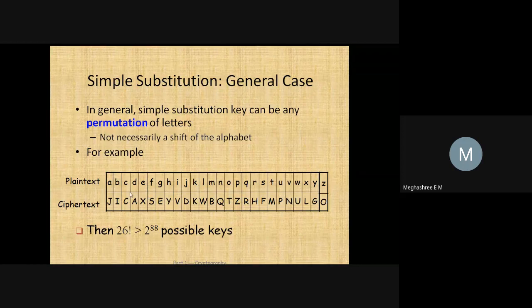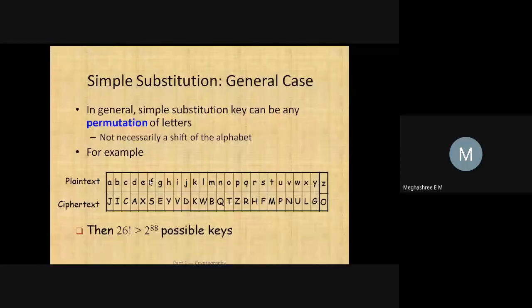But here, consider this example, where it's very difficult to find out by trying the possible keys. That means factorial of 26. Trying out this way for this example is very difficult. Are you able to follow now?